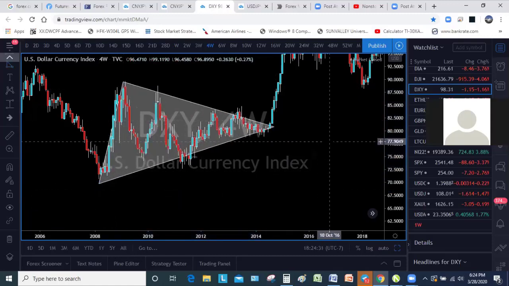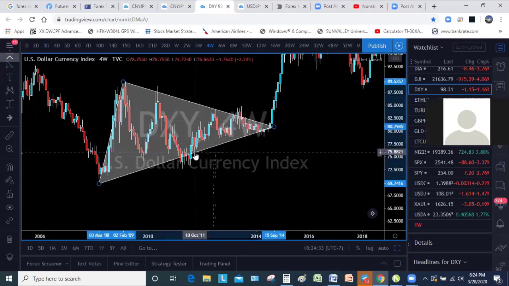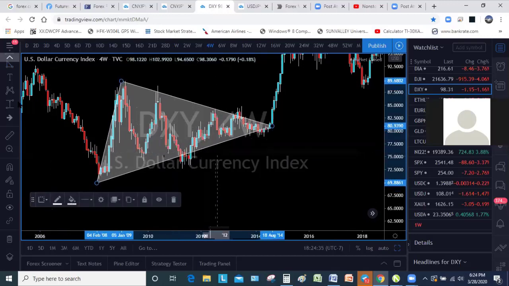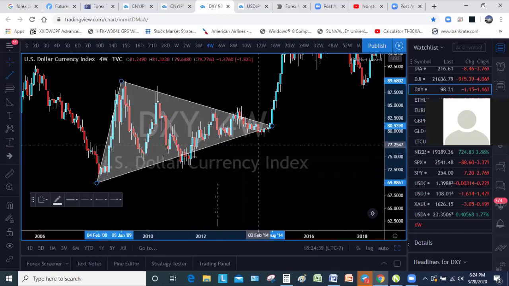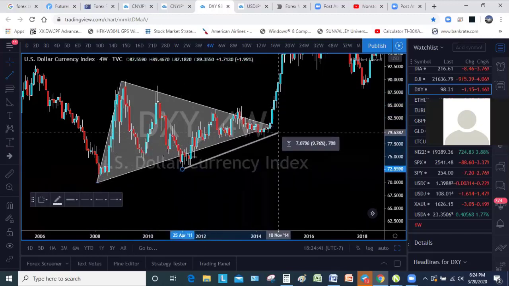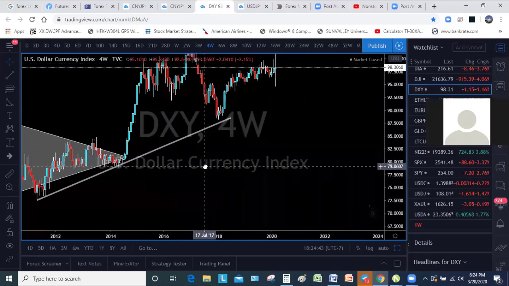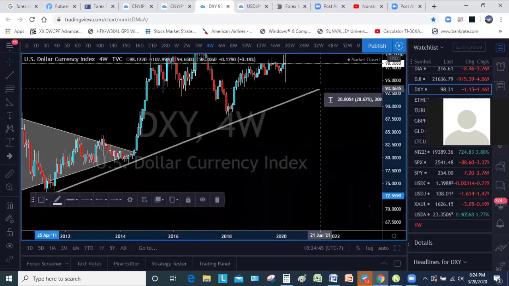You have a descending triangle here. But the part that you guys need to understand is the support. We will find support on the pivotal areas.